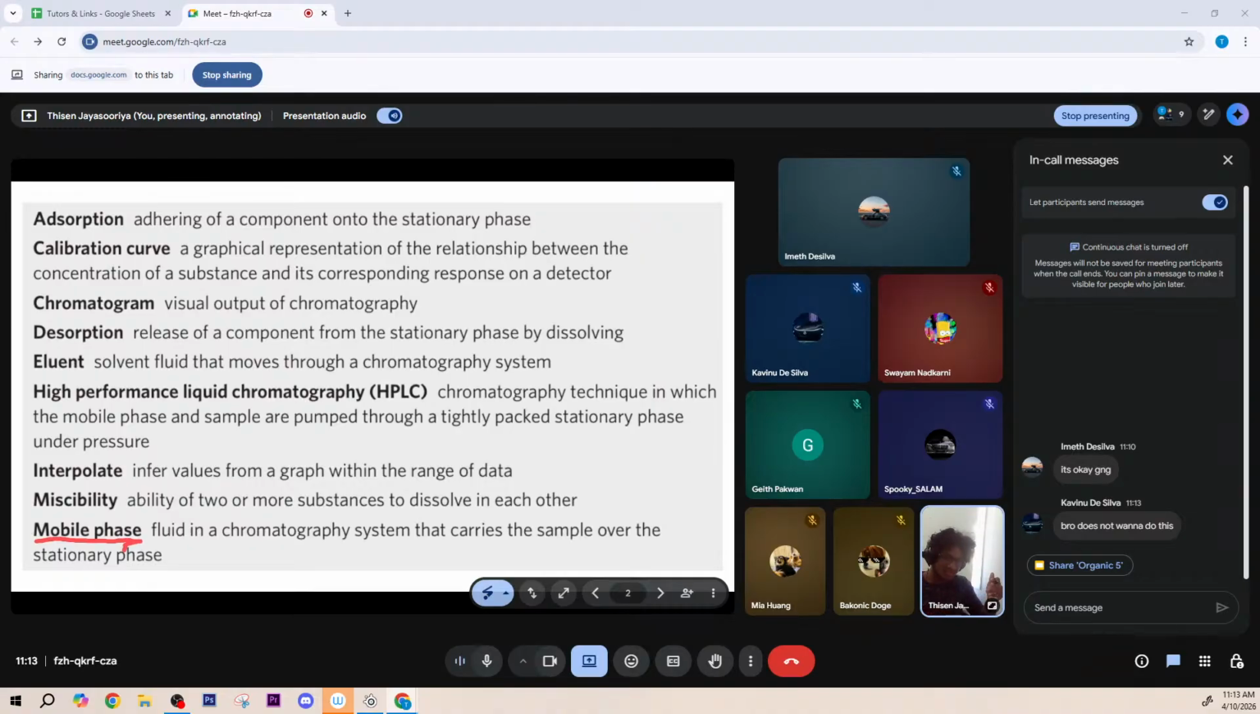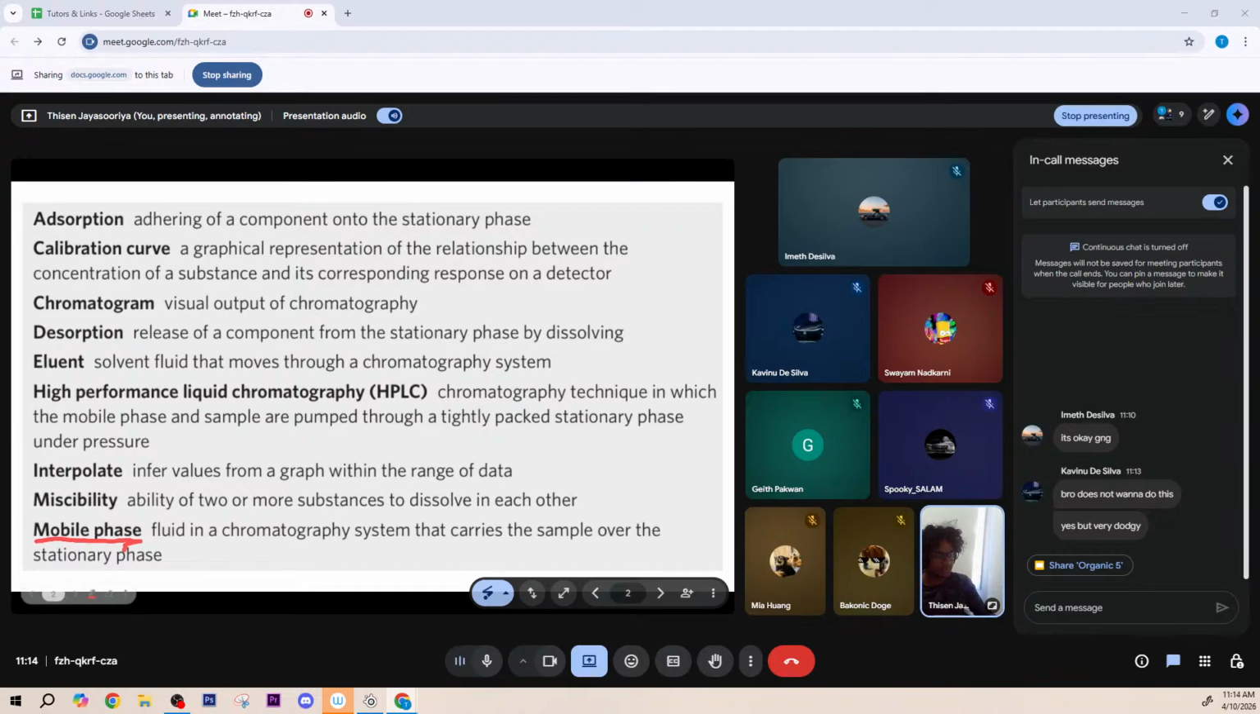How many of you guys have actually done chromatography? Can you put your thumbs up if you've done chromatography? Because I know some places do. Okay.